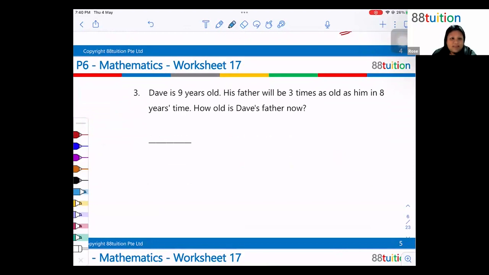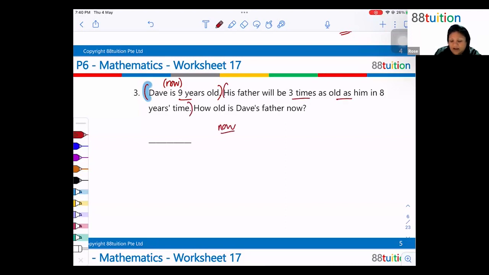So now, take note. When the question tells you Dave is 9 years old, what does this mean? Is it Dave is 9 years old now, last year, tomorrow, or next year? Now. They didn't say anything else, so you're referring to now. Kaisa answers correct. So Dave is 9 years old, present tense. His father will be 3 times as old as him in 8 years' time.